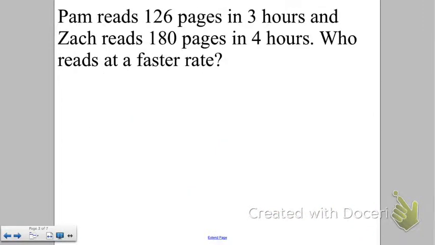And the last question. Pam reads 126 pages in 3 hours, and Zach reads 180 pages in 4 hours. Who reads at a faster rate? Take a second to copy down the question.